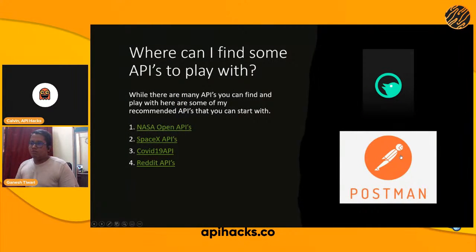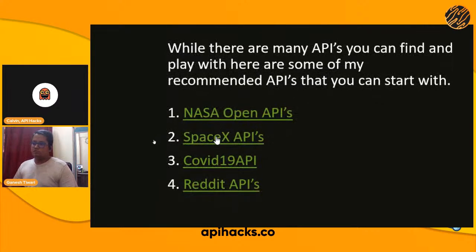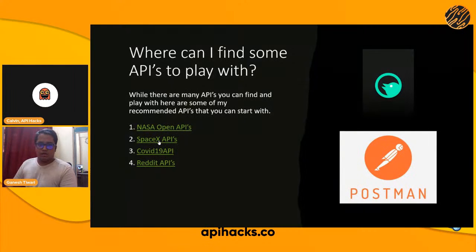How can I find some APIs to play with? I have worked with a few APIs, and the ones that I would suggest you to look at are NASA Open APIs. This gives you access to all of the data which NASA collects and makes it accessible to the public. You can use it to make your apps. There is a SpaceX API, which shows you the data of every rocket that they have launched. And there is a COVID-19 API which you can use to collect data about COVID-19 throughout the world. And there is a Reddit Open API, which you can use to obviously access Reddit's data.